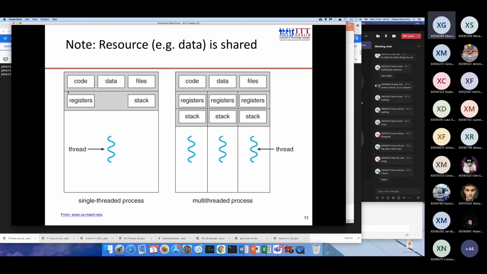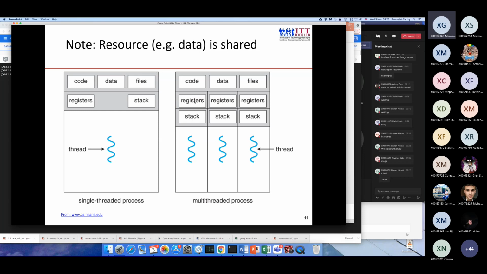But why is this line here? Well, this line is here because when you move over to the model of a multi-threaded process, you still have one copy of the code, one copy of the data, one copy of the file handles. But for each thread of execution, you have a copy of registers and stack. See that? And there's a very good reason for that. If you have a separate thread of execution, you need to have a separate set of registers and stack.